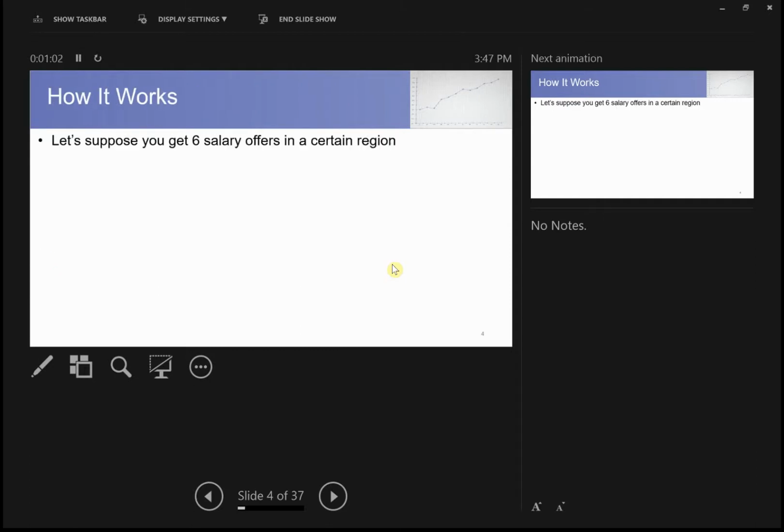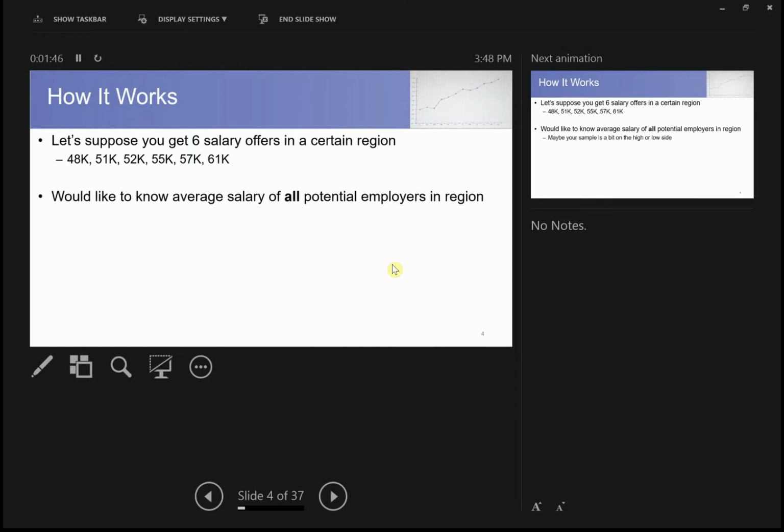So we're going to look at an actual example. Let's suppose you get six salary offers. Financial data tends to be right skewed. Remember, income distributions are right skewed, but there are exceptions. The reason it's skewed is because when you're looking at income, you're looking at a very heterogeneous population. But in your job search, you're limiting yourself to a specific job and specific region, so it's probably a little more normal-like. You get these job offers, and you want to analyze them.